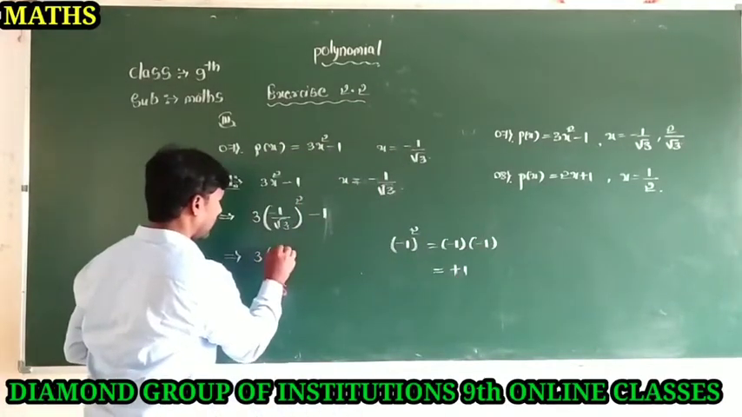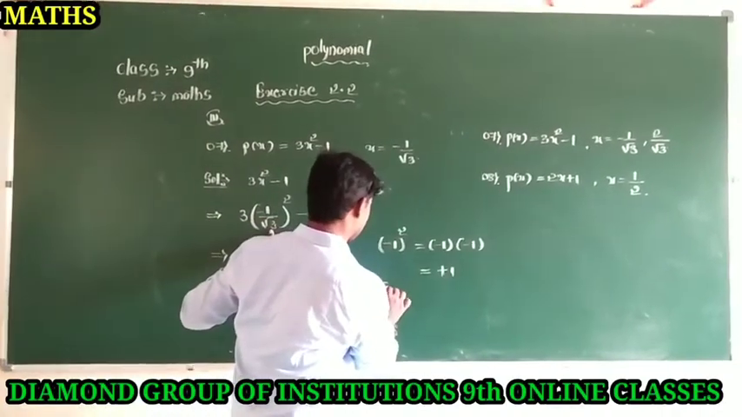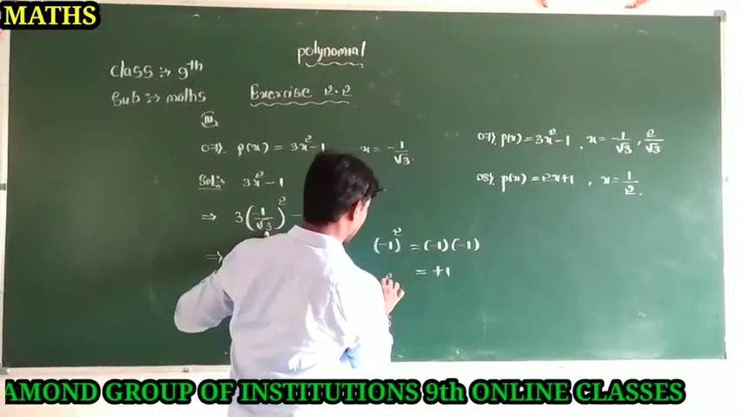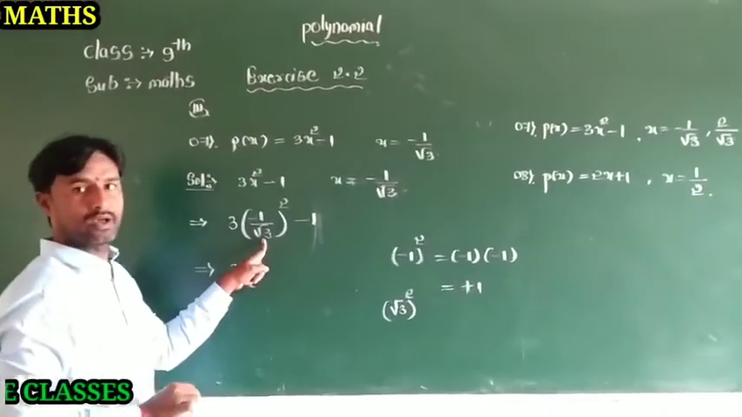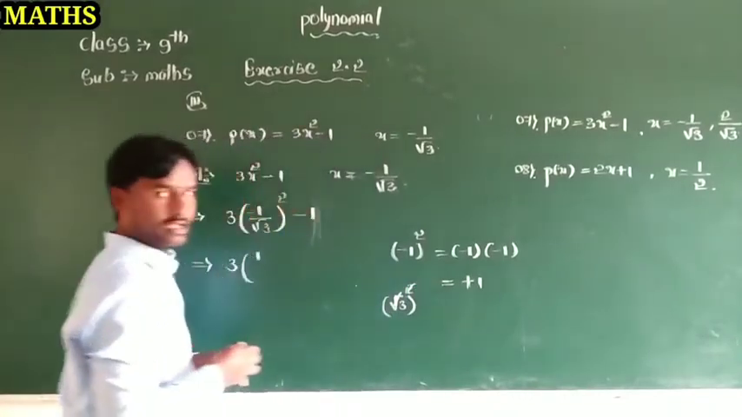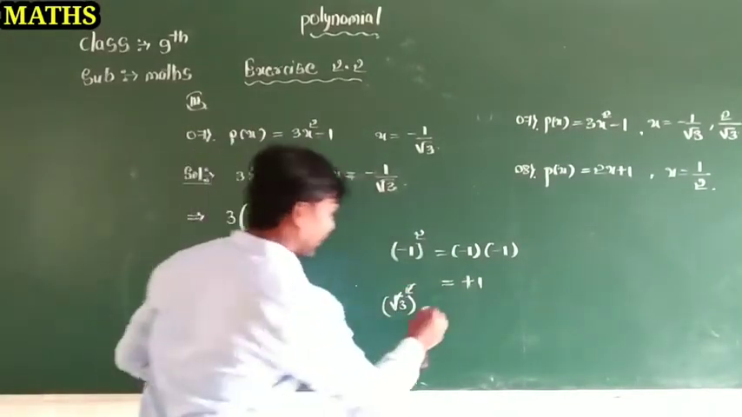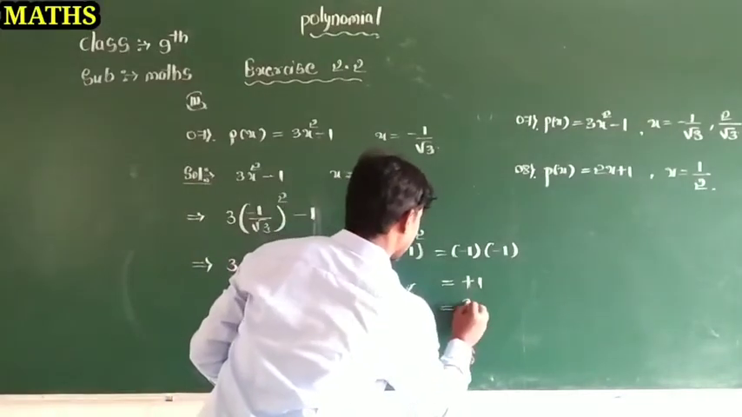Here the numerator is what? 1. Similarly, under root of 3 is there, under root of 3 whole square, dear students. Now here the square and square root both get cancelled. You may not be understanding, so directly I am writing that the square root gets cancelled.